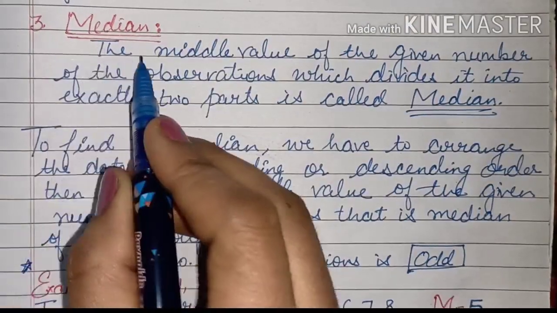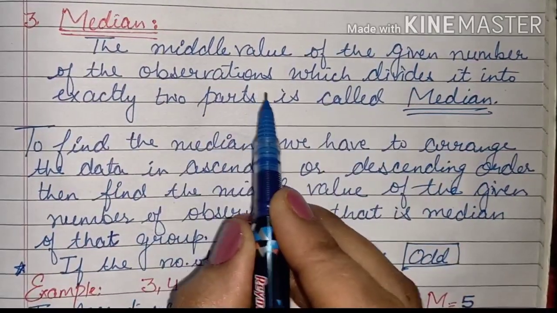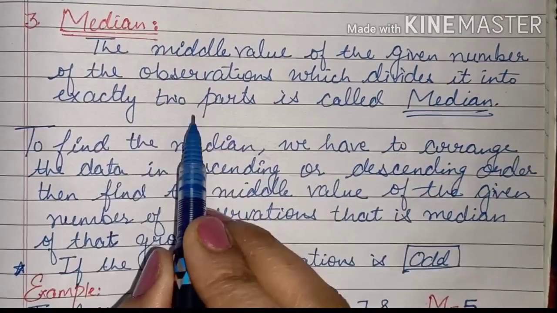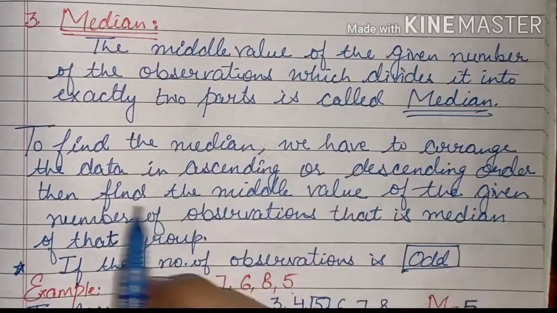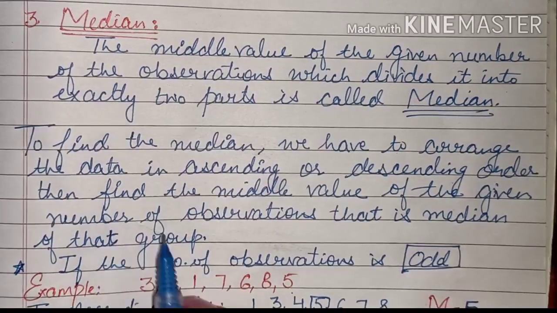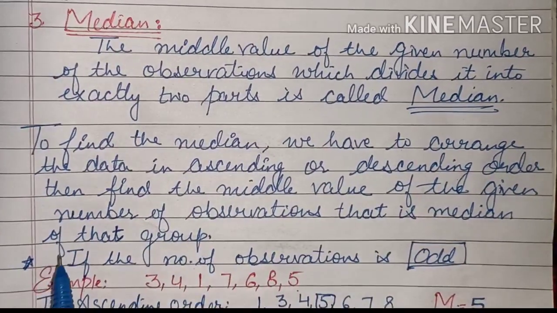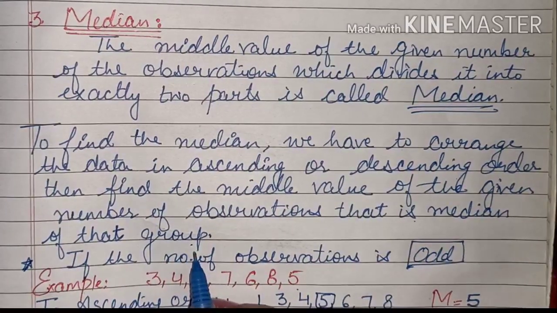Third one is median. The middle value of the given observations, which divides them into exactly two parts, is called the median. To find the median, we have to first arrange the data in ascending or descending order. Then find the middle value of the given observations, that is the median of that group.